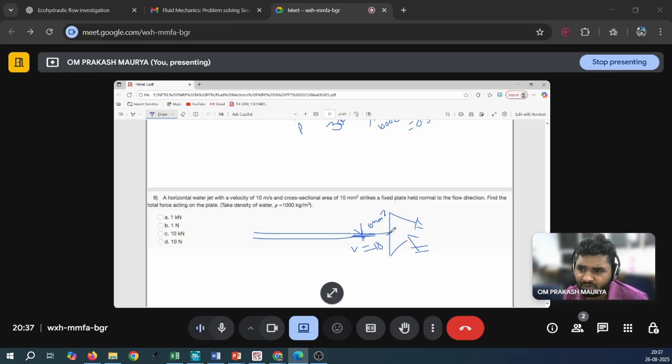So how much force is acting on the plate due to this jet? The force is the rate of change of momentum, you know already. So rho A V into delta V. Here V is this and the final velocity is 0, so only V will remain. So rho is 1000, area is 10 mm square, so for meter you need to write 10 to the power minus 6, into V. V is your 10.